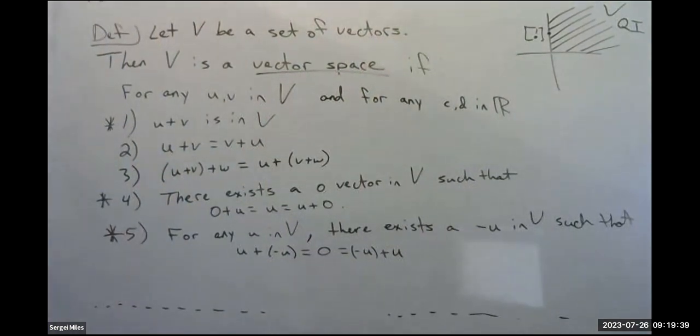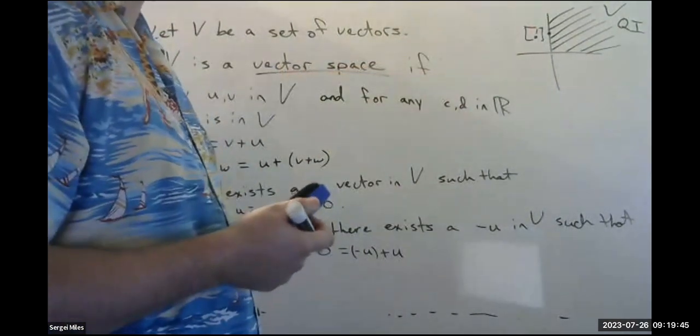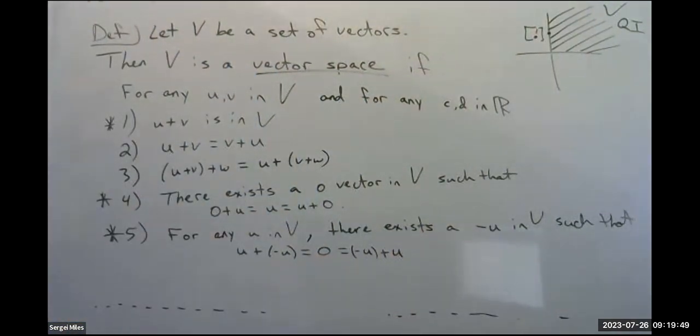But in quadrant 1, there are only vectors with positive entries. There's no way I can subtract from this x. There's nothing I can add to 1. There's no positive number I can add to 1 that will result in 0.